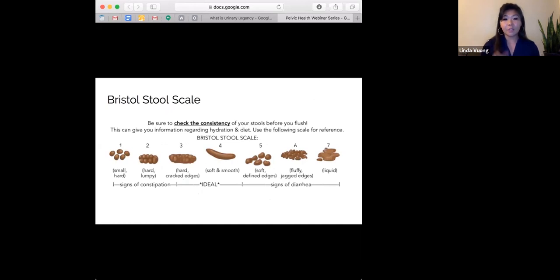Generally speaking, type 1 to type 3-ish is signs of constipation. They're hard, small, and lumpy. Ideal is 3 and 4, where 4 is the golden rule of soft and smooth, still sausage-like. Then 5 through 7 gets softer as we go, and 7 is more liquid-based. So now you see why we have this, so people don't have to describe it to us. Thinking about what you eat as well as how hydrated you are puts you on the scale of 1 through 7, and you can see what your most common is.